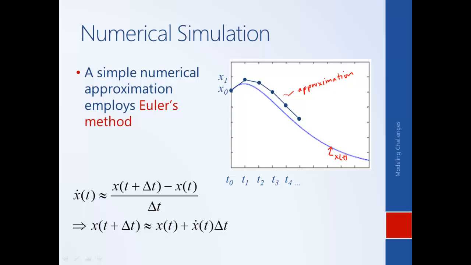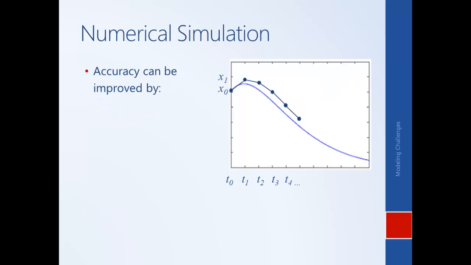So looking at this, take a second and think about how we might be able to improve the accuracy of our numerical simulation, of our numerical approximation. So one way to improve the accuracy is to use a smaller time step. So to make the delta t smaller, the time between t0 and t1 smaller.